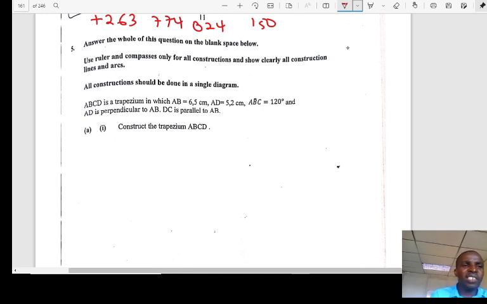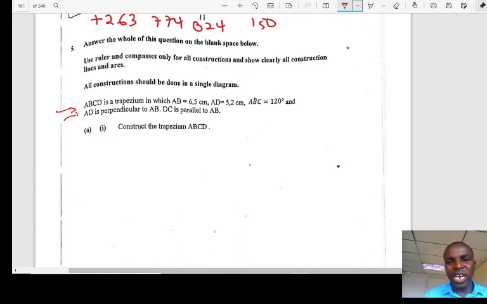Right, it is very important to read the statements. ABCD is a trapezium in which AB is 6.5, AD is 5.2, and the angle at B, ABC, is 120 degrees. Make sure the point which contains the angle is down there, so that it will be easy to construct the angle, because you have to start by constructing the angle first. Then AD is perpendicular to AB, which means there's a 90-degree angle there. Then DC is parallel to AB.